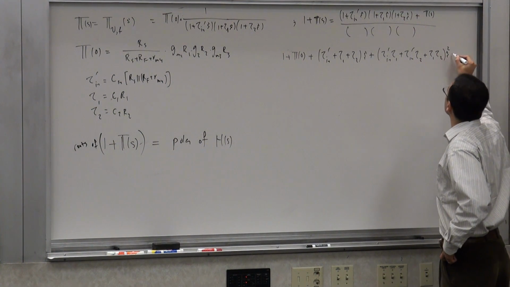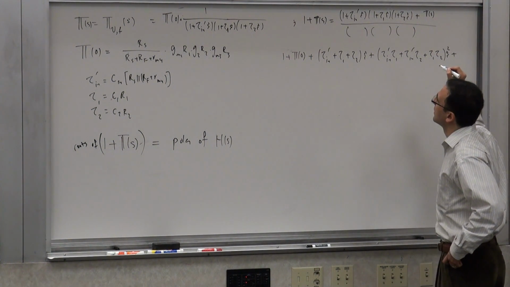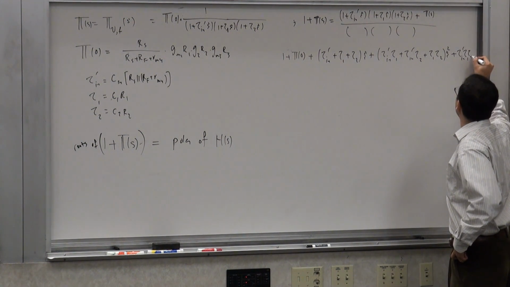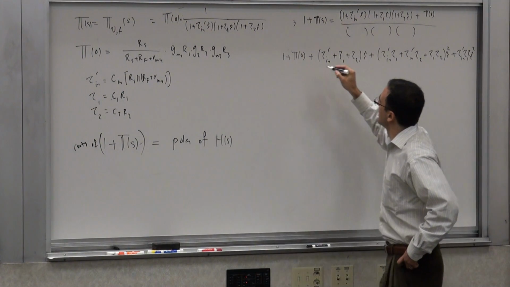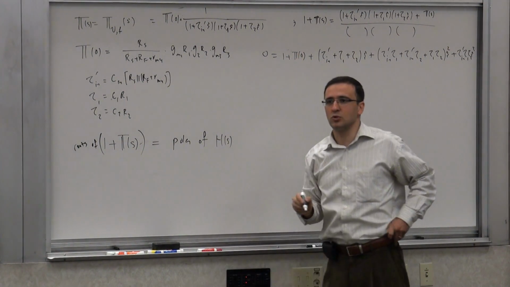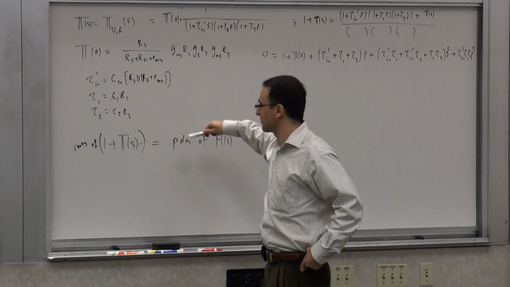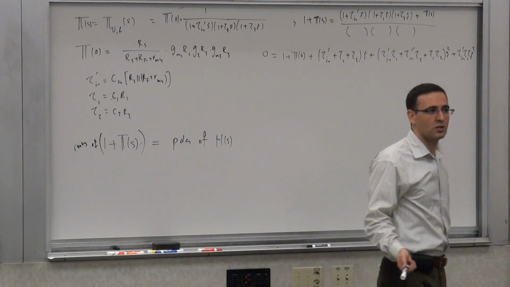S squared plus tau prime tau 1 tau 2 s cubed equals 0. So the roots of this, if I have any roots with positive real values, my system is unstable. The locations of those roots will tell me what my system does. If you have roots in the left half plane but still close to the j omega axis, then I have systems that are underdamped. And if I have roots in the right half plane, then we'll have responses that basically grow exponentially, like you saw.